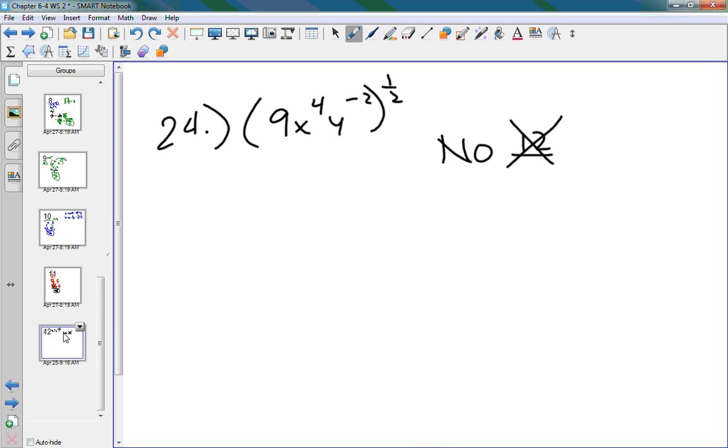Number 24 also has a typo. There should be no 12 at the end of it. So it's good to do that on the paper also.